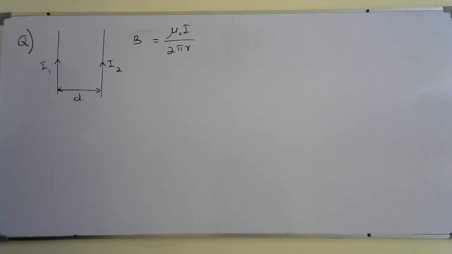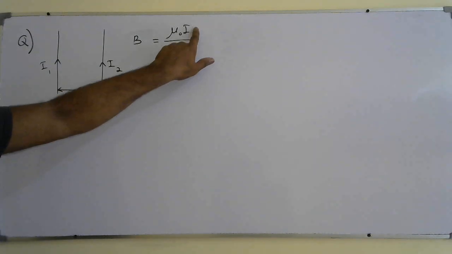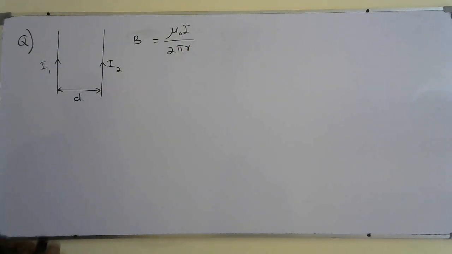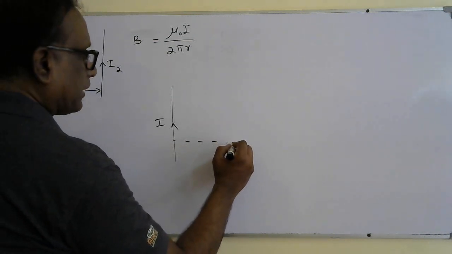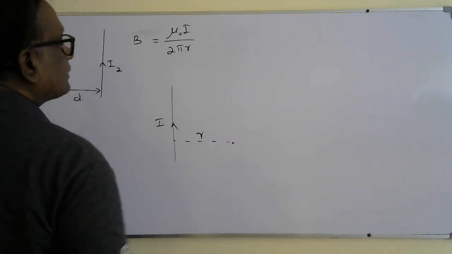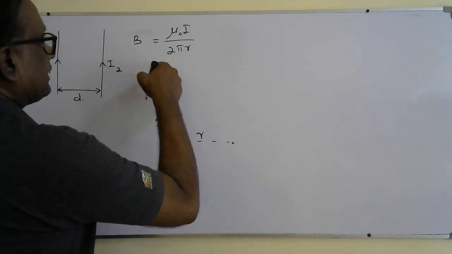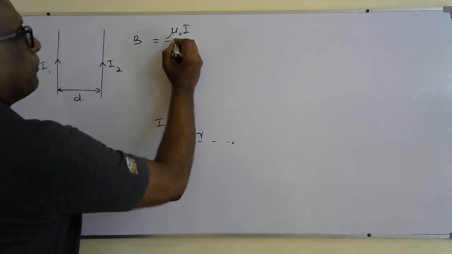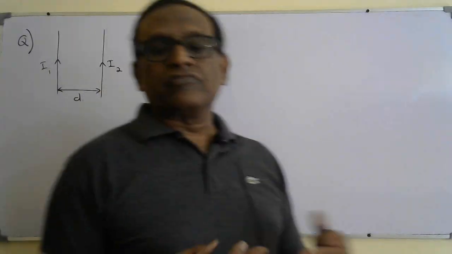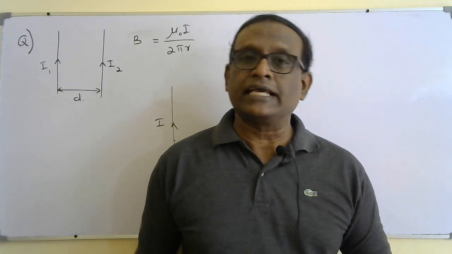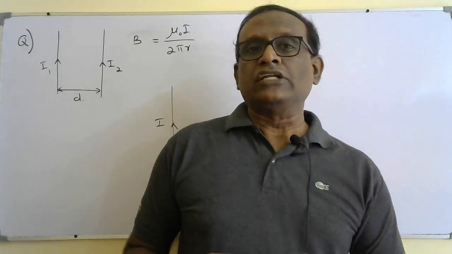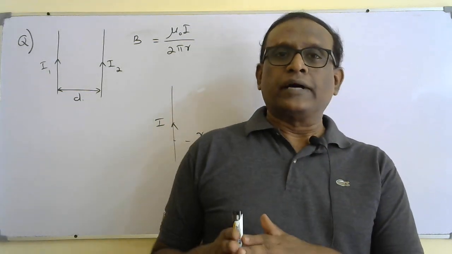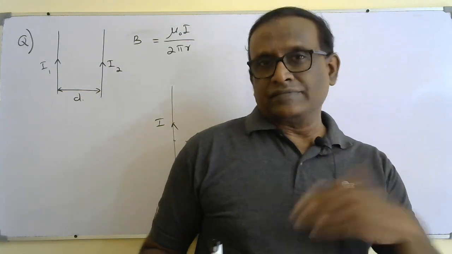This is not in the Edexcel syllabus, but they can introduce this equation saying that it gives the magnetic field strength produced by a current carrying wire at distance R from it. So if there is a wire that is carrying current I, at distance R from it, the strength of the magnetic field is given by this equation. Where mu naught is a constant called the permeability of free space, like in electric fields we say epsilon naught is the permittivity of free space. This is called permeability of free space. It has a numerical value 4 pi into 10 to the power minus 7.